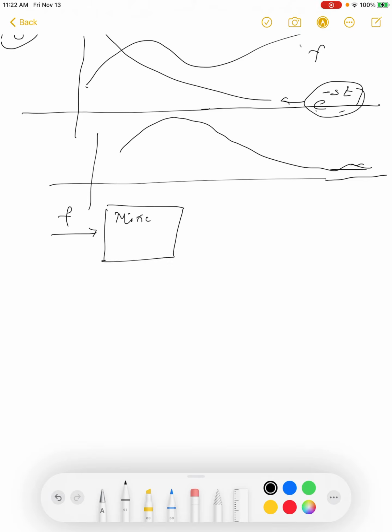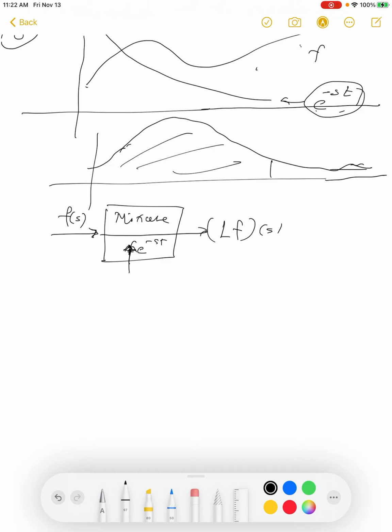I will call it a mixer, and you input e to the minus st. This is your mixer ingredient. You pass this function, and what comes out is L of f. So it's a grinding thing which is mixing f, mixing in the sense that you are taking f times e to the st, and then you are integrating. Then you are finding the area under the curve. This will be LF of s for a fixed s. So you are finding the area under the curve for a fixed s.